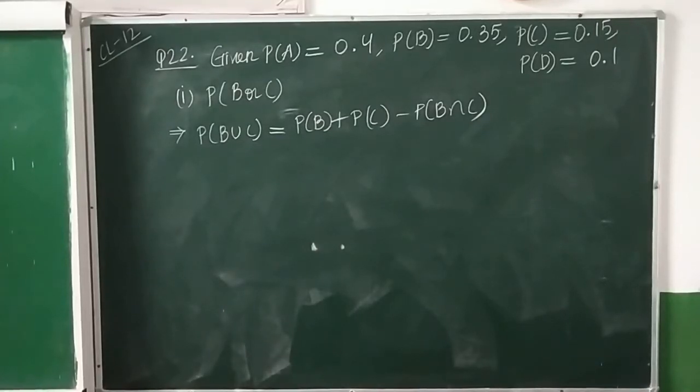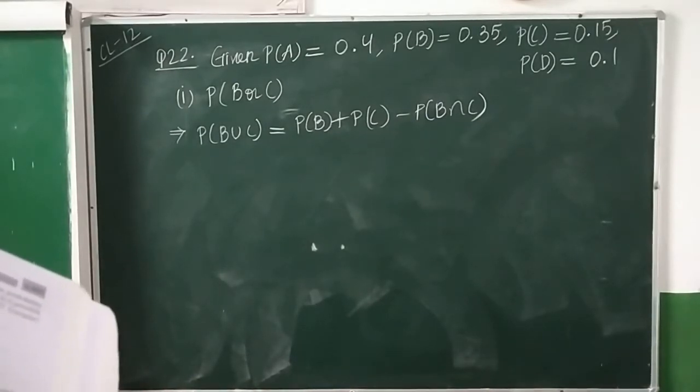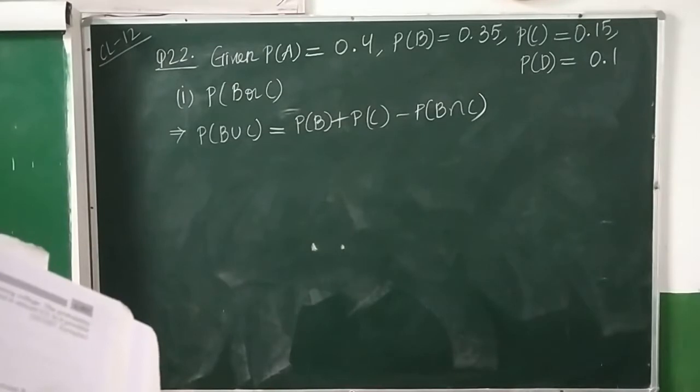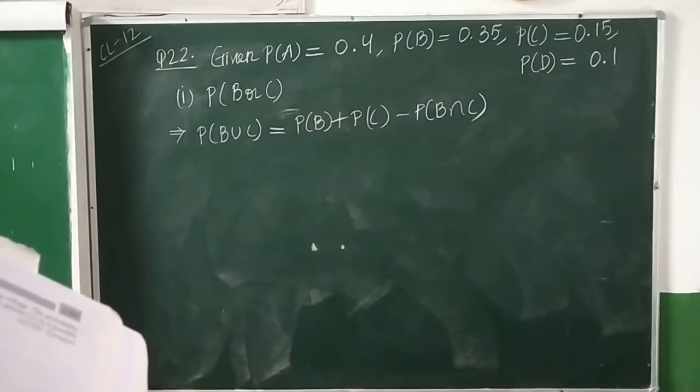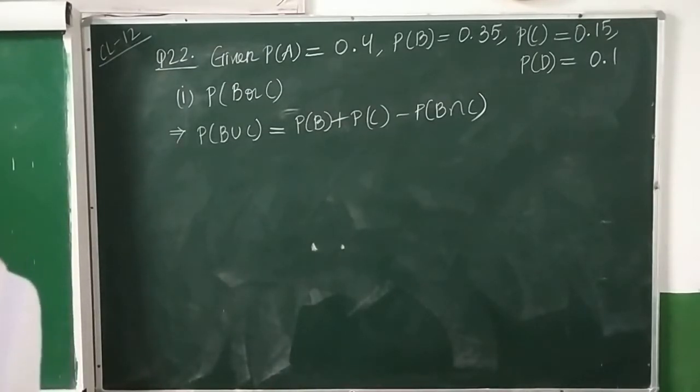So in today's class we'll start with question number 22. In question number 22, the question says the probability that a student will get A, B, C or D grade are 0.4, 0.35, 0.15 and 0.1. So these are the grades that a student can get, A, B, C, D respectively. Find the probability that a student will get B or C grade, number one, and number two, at most C grade.